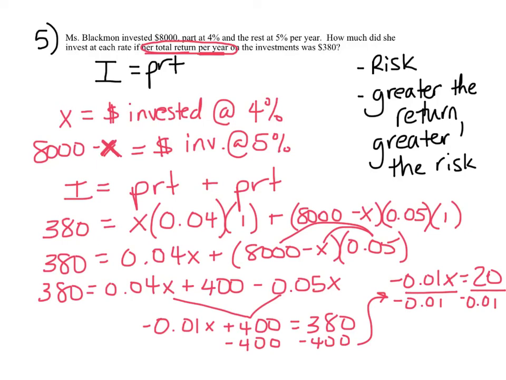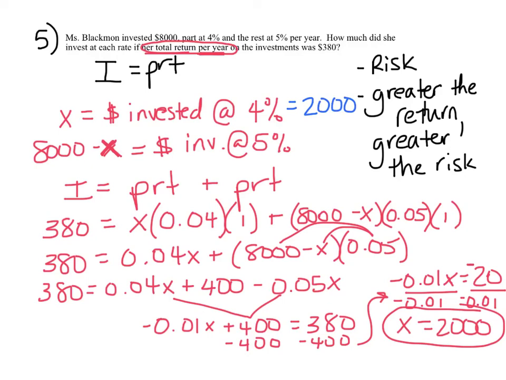Excuse me, that's a negative 20 there, wasn't it? No wonder. I was about to get a negative answer. We can't invest negative dollars. We can have a crappy investment, but we can't invest negative dollars. All right. Now we know the amount invested at 4%. So the amount invested at 4% is $2,000.